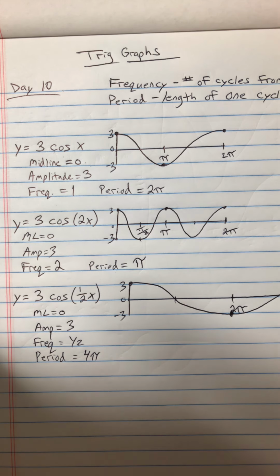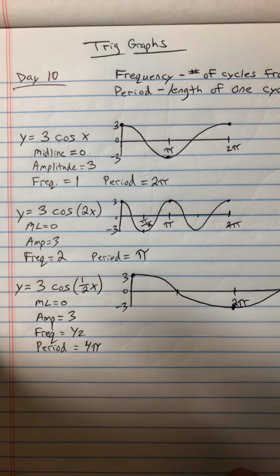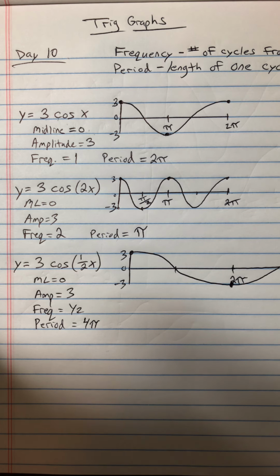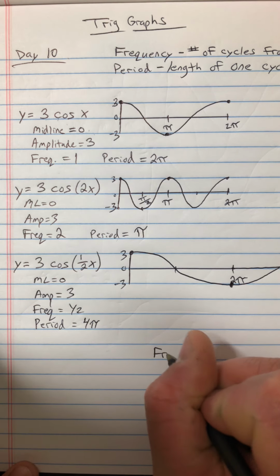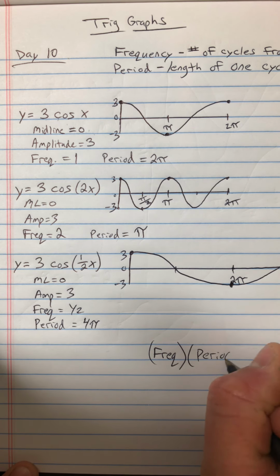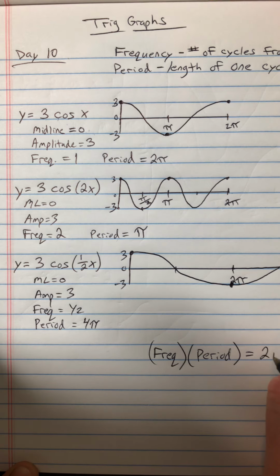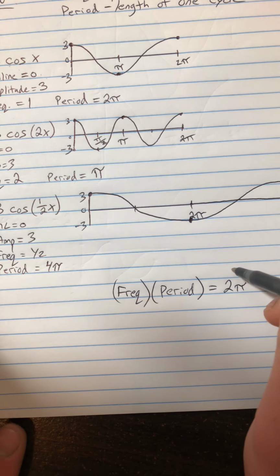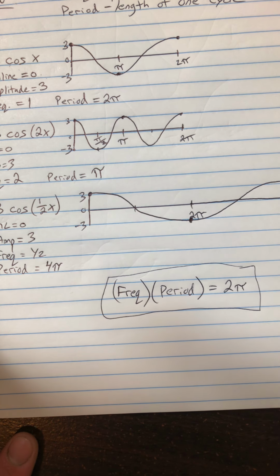The frequency, they also refer to it as the letter B for some reason. Don't get hung up on the letters, just make sure you know what it is. Anytime you have a frequency times the period, it always equals 2 pi. All right, good formula to know. You're going to use it a lot. Use it again next year, not just this year.